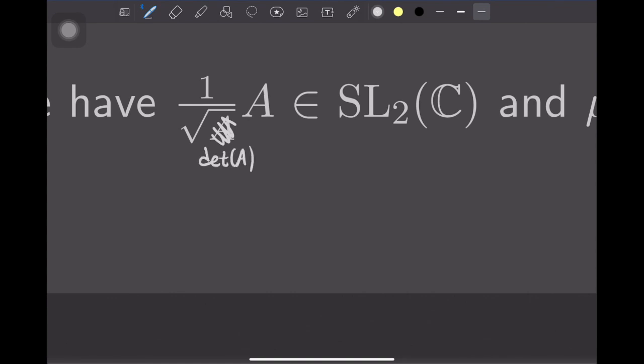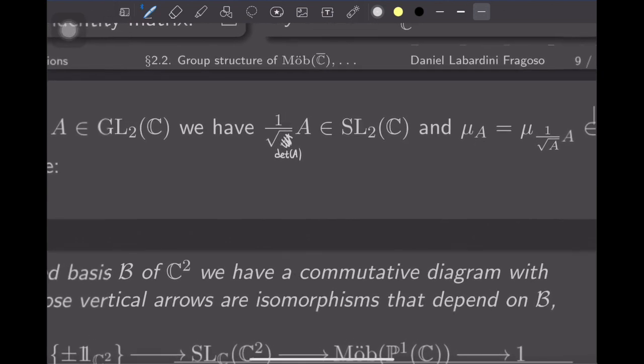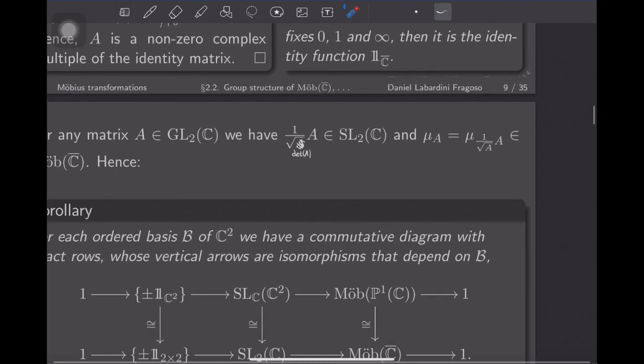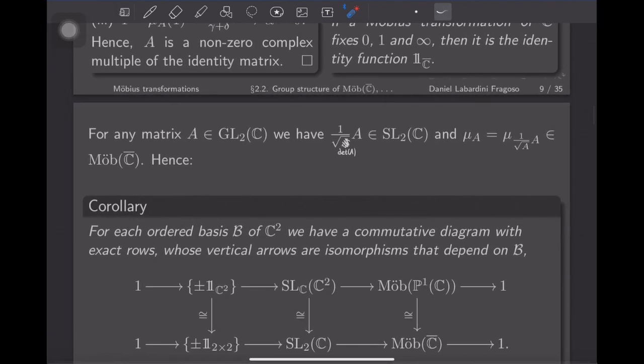I can, of course, divide by the determinant, which is not 0. And then the determinant of this matrix is already 1. Okay? Because of the multilinearity of the determinant, right? I'm multiplying A by some scalar. The scalar enters in both rows.